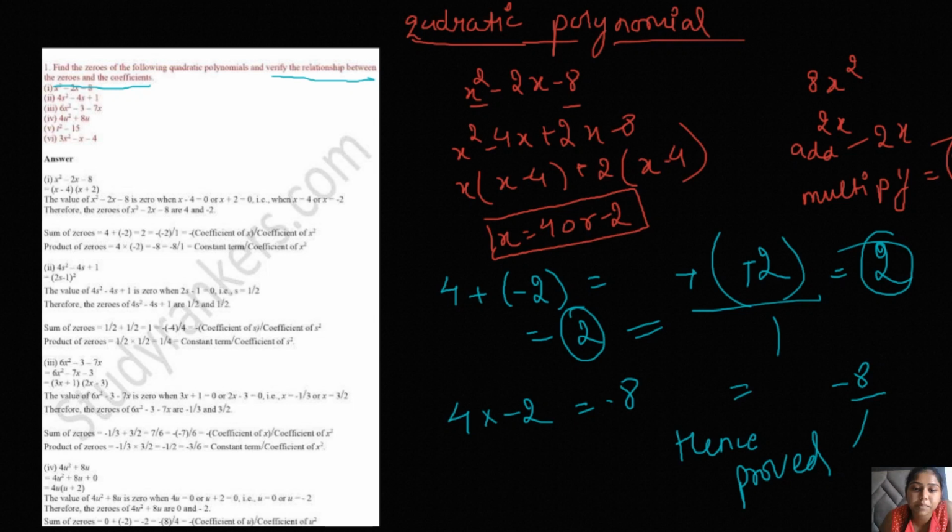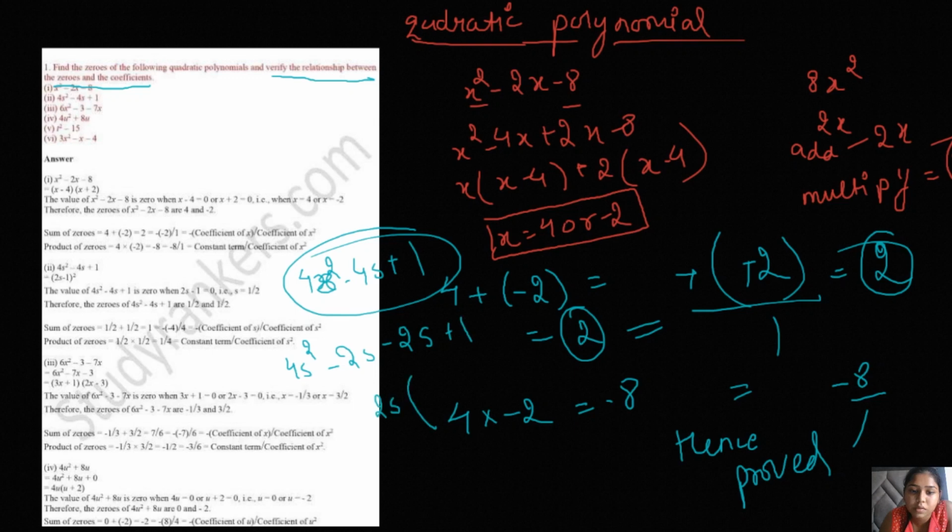Another example is 4x square minus 4x plus 1. In this particular case we will be getting 4x square minus 2x minus 2x plus 1. So we'll be getting 2x, 2x minus 1 minus 1, 2x minus 1. So we will be getting x equals 1 by 2 in both the cases.